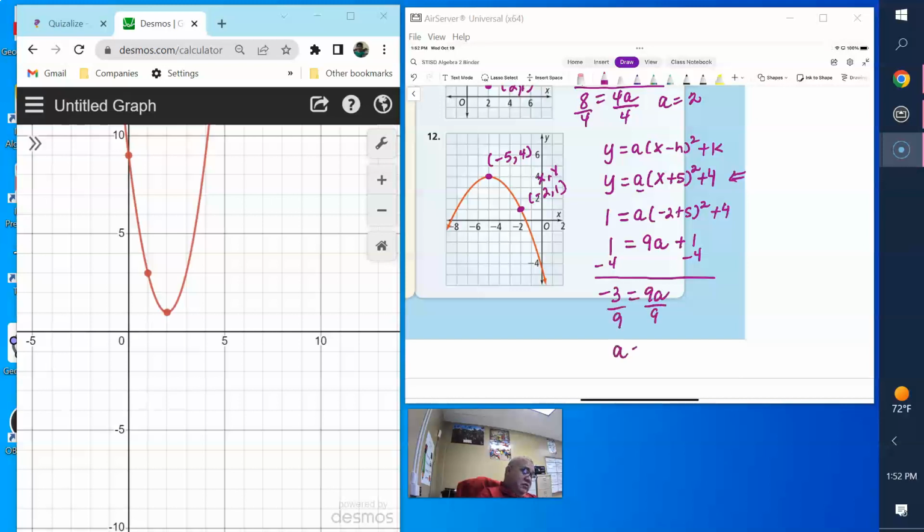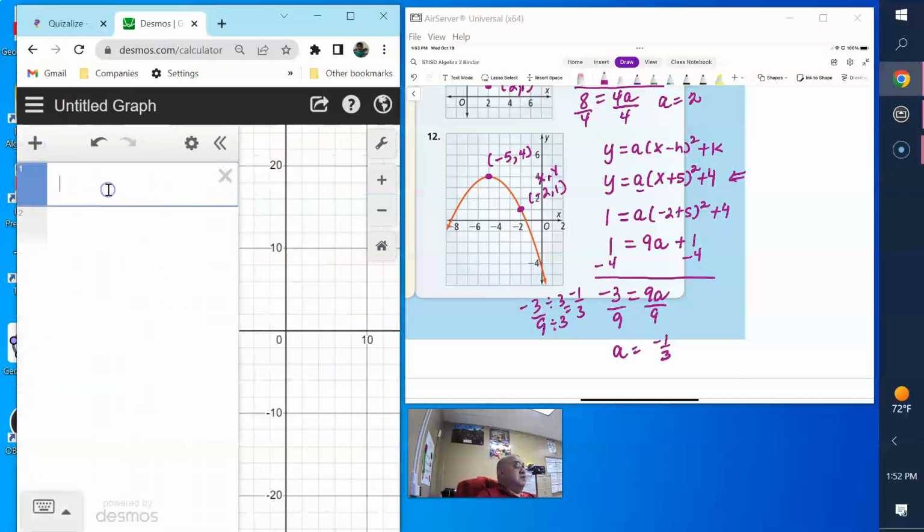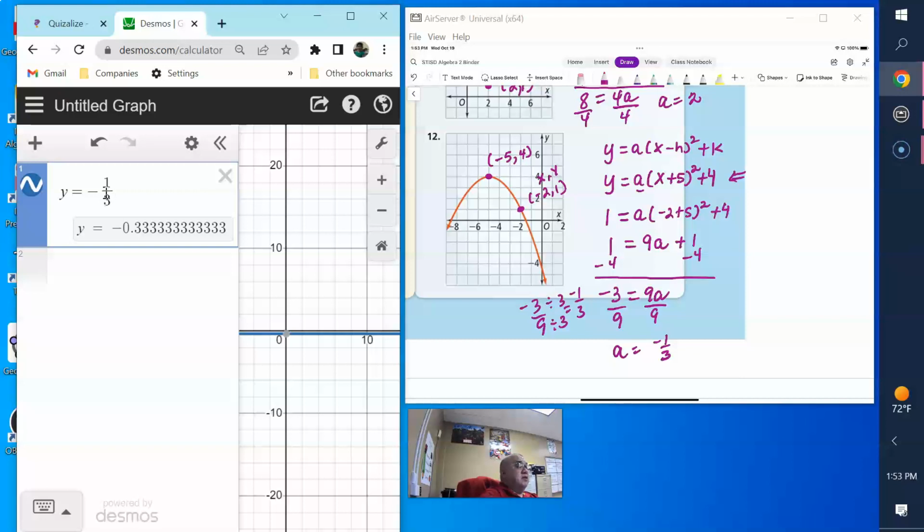So remember that it's a fraction, so you have negative 3 over 9, which they have 3 in common. So it's negative 1/3. Now to check if we had the answer right, you're going to go ahead and insert this into decimals. y equals negative 1/3 parentheses x plus 5, and then of course you're going to square it, and then you have plus 4.